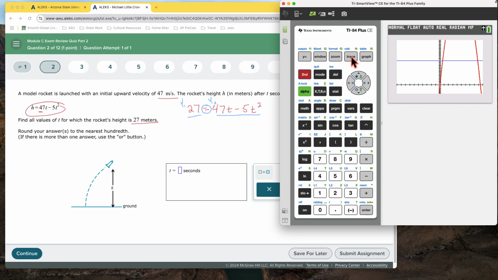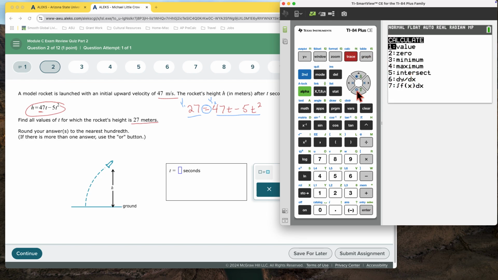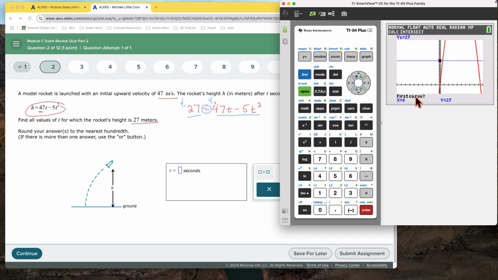So second calc is a way to do it, and we look for the intersection, number 5. We'll hit enter. For the intersection, it asks for the first curve. We are on the horizontal line, y equals 27. We will hit enter. Notice it jumps over to the parabola now. It's asking, is this a second curve? It doesn't matter really where it's at, but yes, that is the other curve we want to have the intersection of. And since it's right there, we could just hit enter for the guess, and it will find that intersection. It'll find whichever intersection it's closest to. So we're going to hit enter, and there it is.